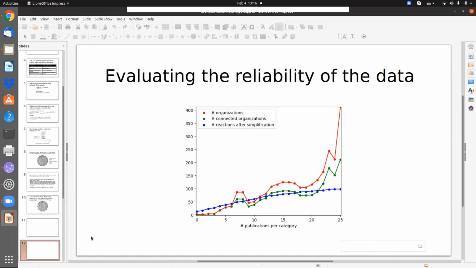But one thing I also looked at was the number of reactions after the simplification. And this seems hardly to rise. So this is actually an indicator that we might get to a point where the data is sufficient.